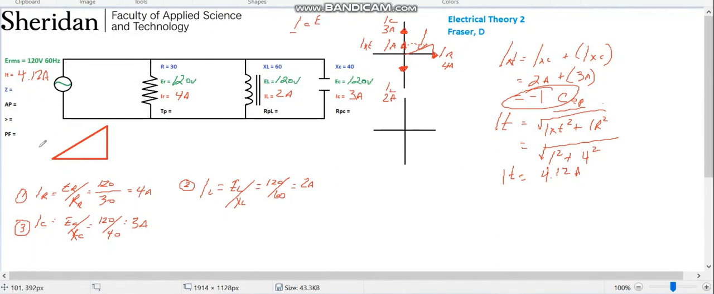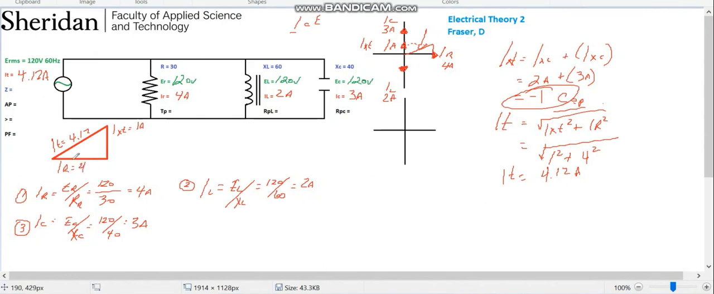So this would be my IT. We said that that's 4.12. And this one would be my IXT, which is 1 amp. And then this would be my IR, and we said that was 4. Okay, so now we've got that amperage triangle.